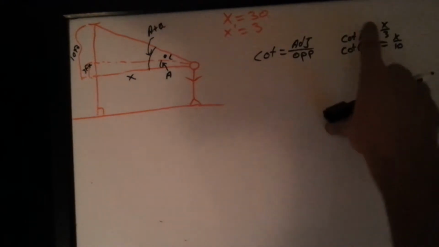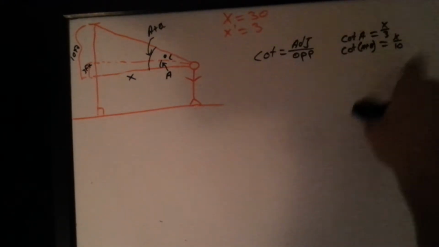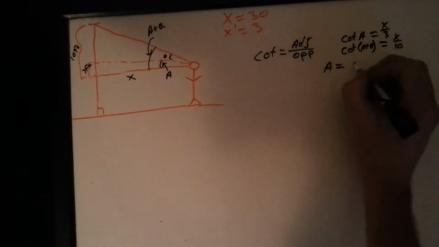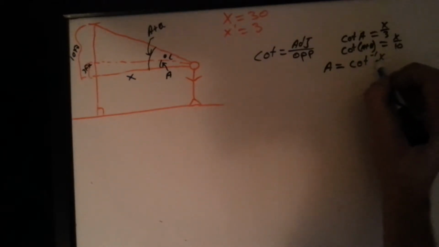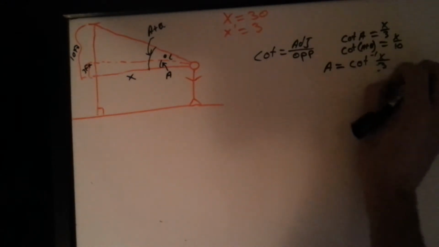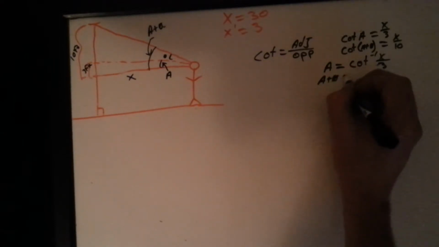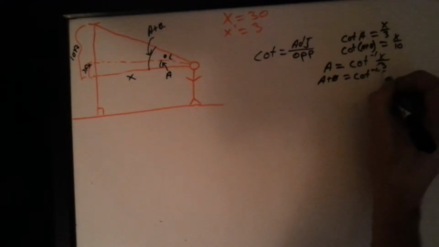And we can solve for both of these angles by taking the inverse function. So A will equal the inverse cotangent of x over 3 and A plus theta equals the inverse cotangent of x over 10.